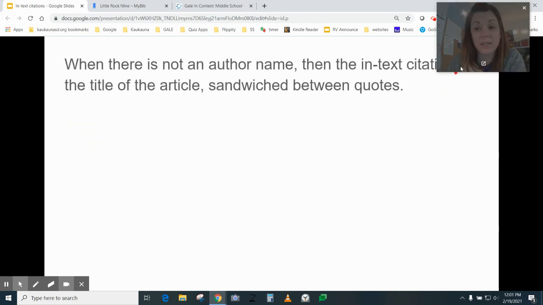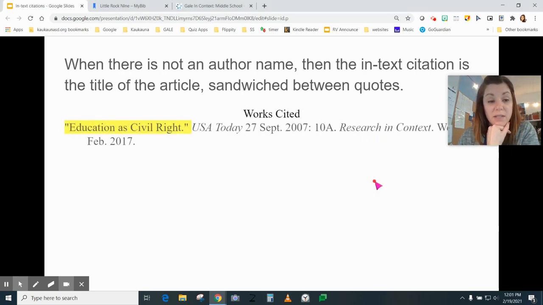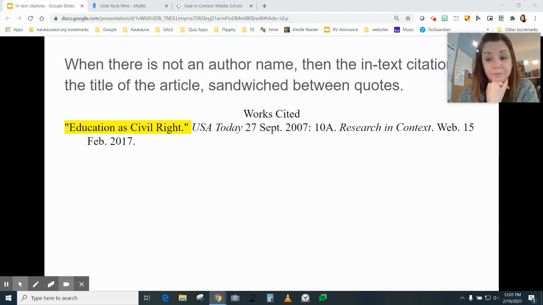Now, when there is not an author name, then the in-text citation is the title of the article, sandwiched between quotes. Here's my works cited example. The title of the article is Education as a Civil Right. You'll notice the title of the article has quotes at the beginning and the end, and it's quote, Education as a Civil Right, period, quote. I'm going to copy that exactly as it is when I use it in my essay as an in-text citation.